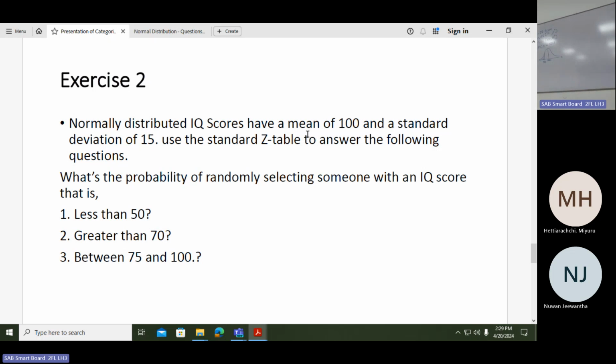The next step is what? We want to convert it into the z values. Then we draw the line. What is the mean value of the z curve? 0. Then we need to get the z value of the 50. How to convert it? Using the formula. X minus mu divided by the standard deviation. X is 50, mu is 100, divided by 15.